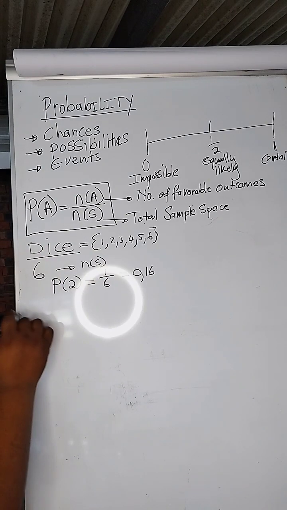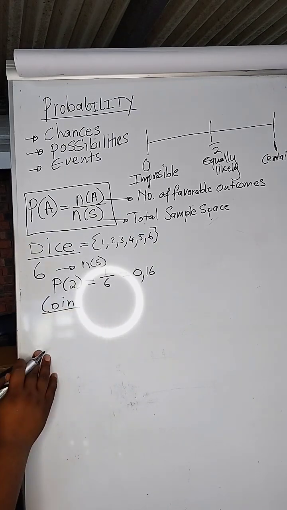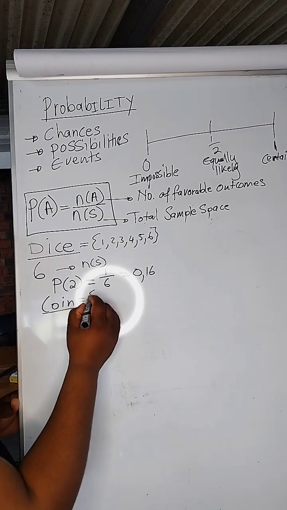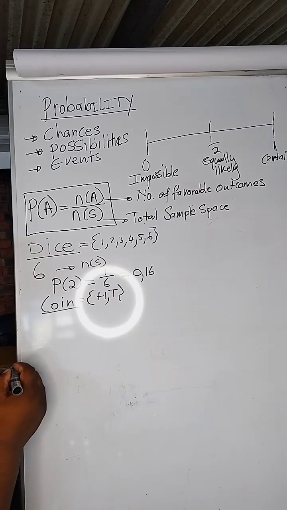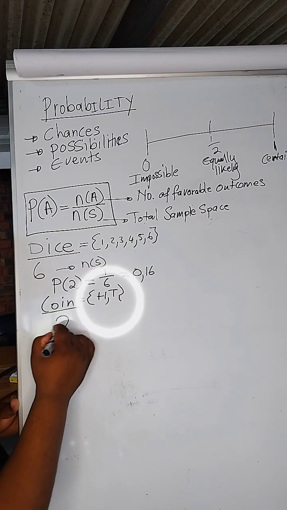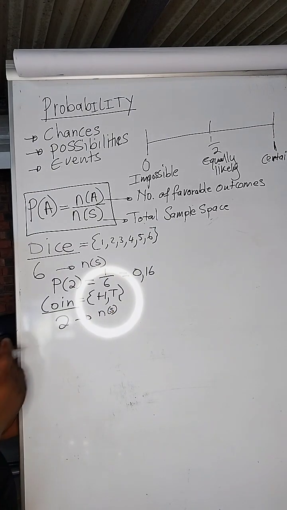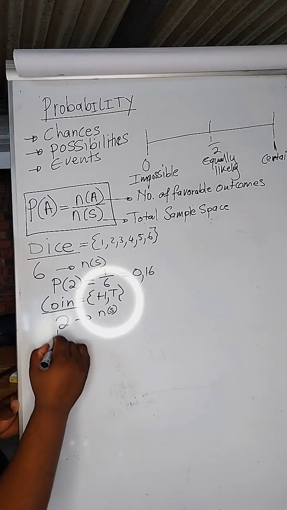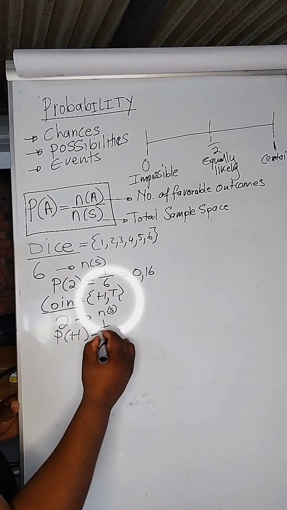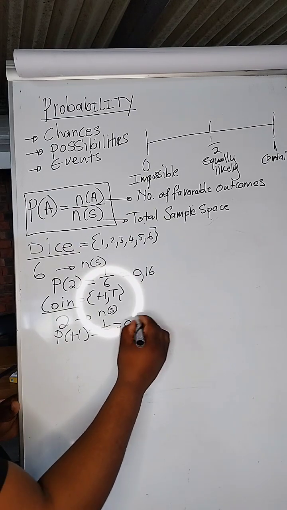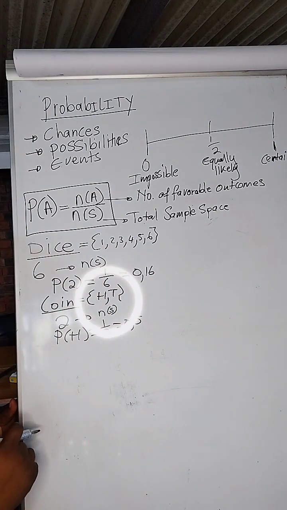That is a dice. Now what's the probability of flipping a coin? A coin, remember, has 2 things: a head and a tail. Now what is the sample space here? It is 2. 2 becomes my N of S. So what's the probability of getting a head? The probability of getting a head will be given by 1 over 2, which will be 0.5. That is how we deal with our probabilities.